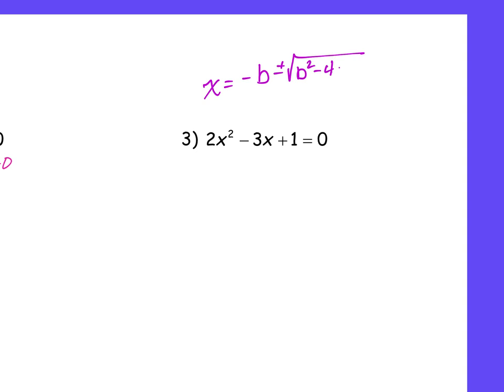If you don't have it memorized, you can go to YouTube and Google quadratic formula songs, and there's probably one in every genre now that you could imagine. You can learn it to a song. Let's not do that. Okay?